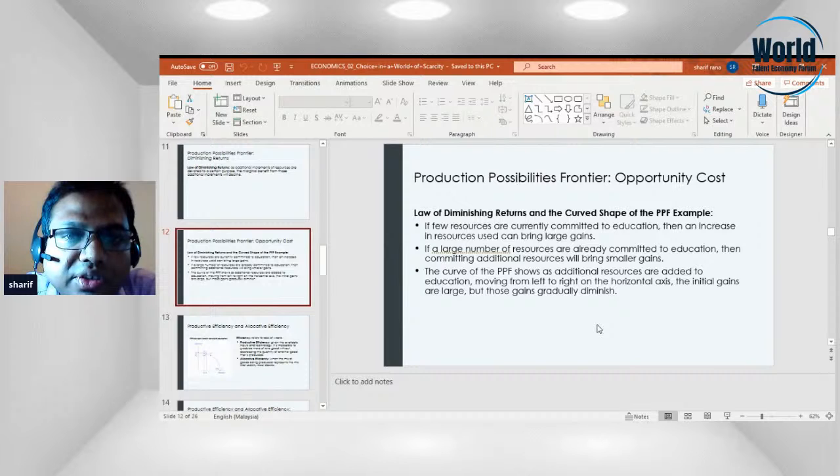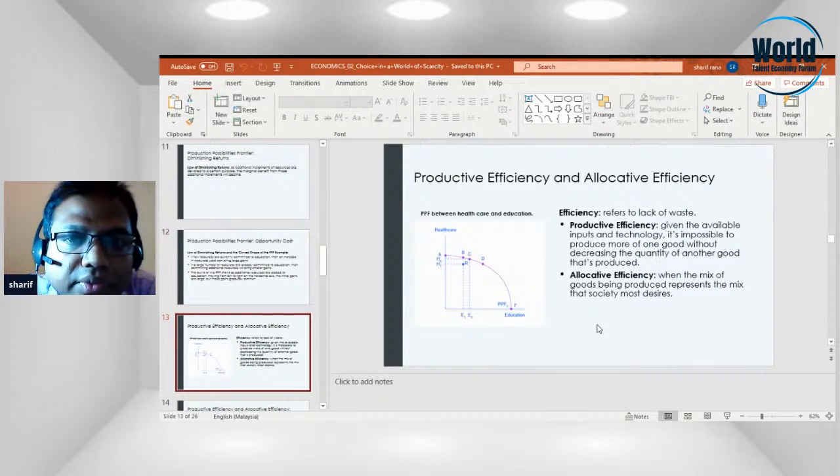If few resources are currently committed to education, then an increase in resources used can bring large gains. If a large number of resources are already committed to education, then committing additional resources will bring smaller gains. The curve of the PPF shows that as additional resources are added to education, moving from left to right on the horizontal axis, the initial gains are largest, but those gains gradually diminish.